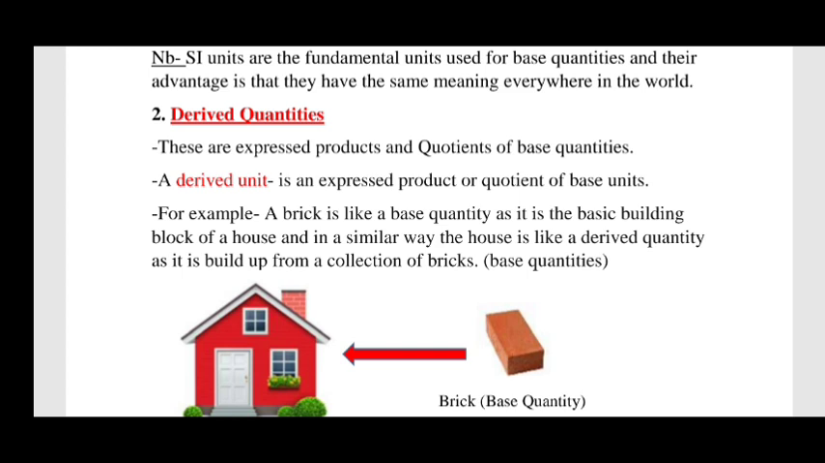But if you say 4 meters times 4 meters, you get 16 square meters, right? You have transformed from just length to area by simply multiplying lengths. So as long as you multiply or divide base quantities, you're always going to end up with what? With derived quantities. A derived unit is just an expressed product or quotient of base units, right?